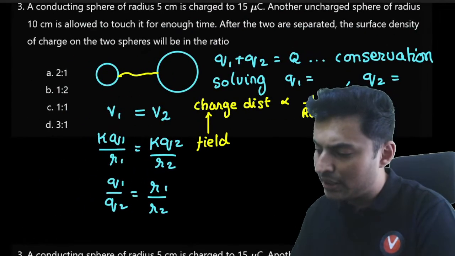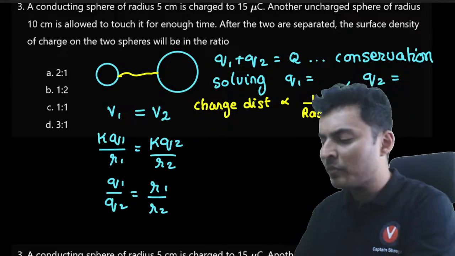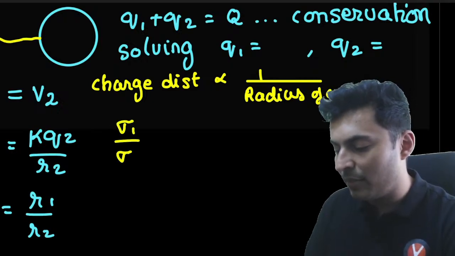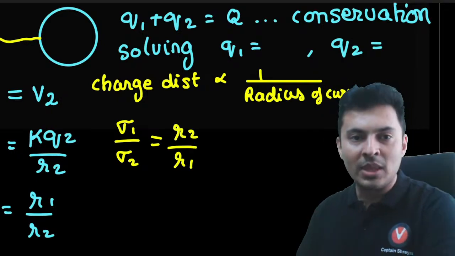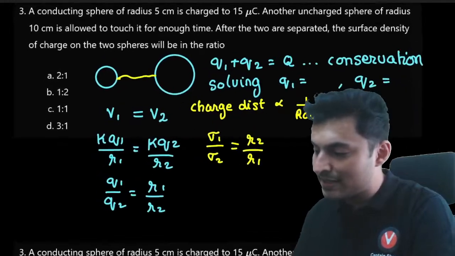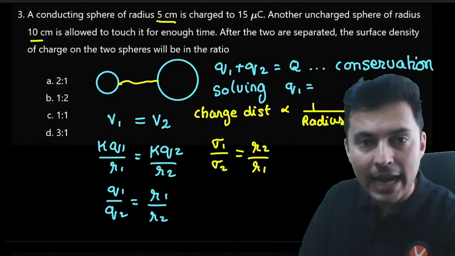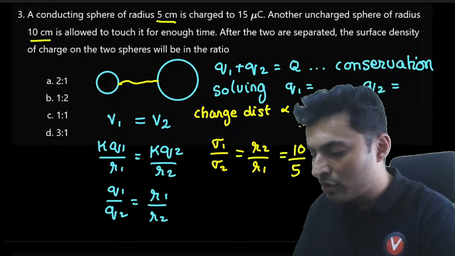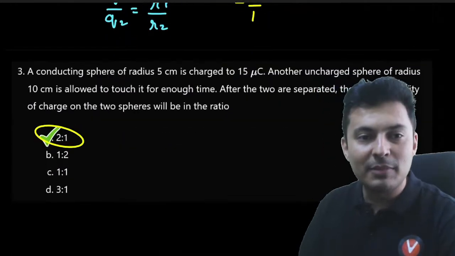And I think that is what it is asked. The surface charge density is asked. Okay. We are not asked field. So the surface charge density sigma 1 by sigma 2 will be nothing but R2 by R1. And what are the radius? So first radius is 5, second radius is 10. So basically R2 will be 10, R1 will be 5. So it will be 2 by 1. So that should be the answer, 2 is to 1.